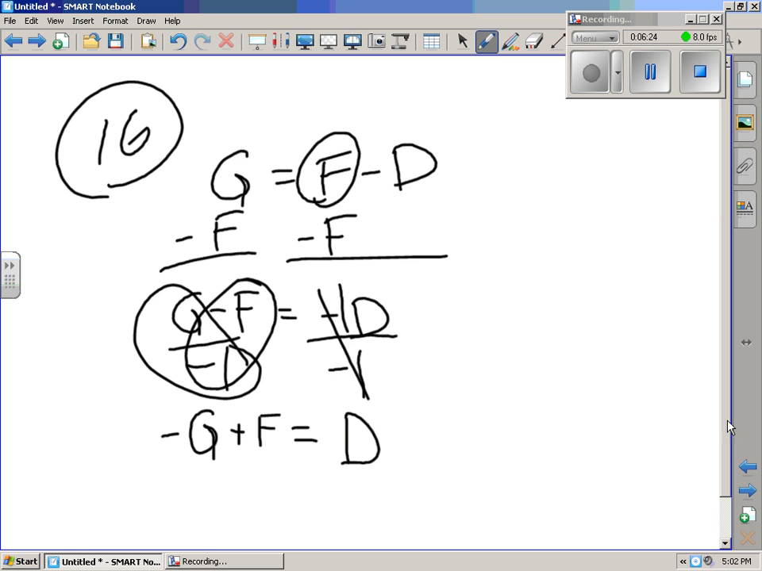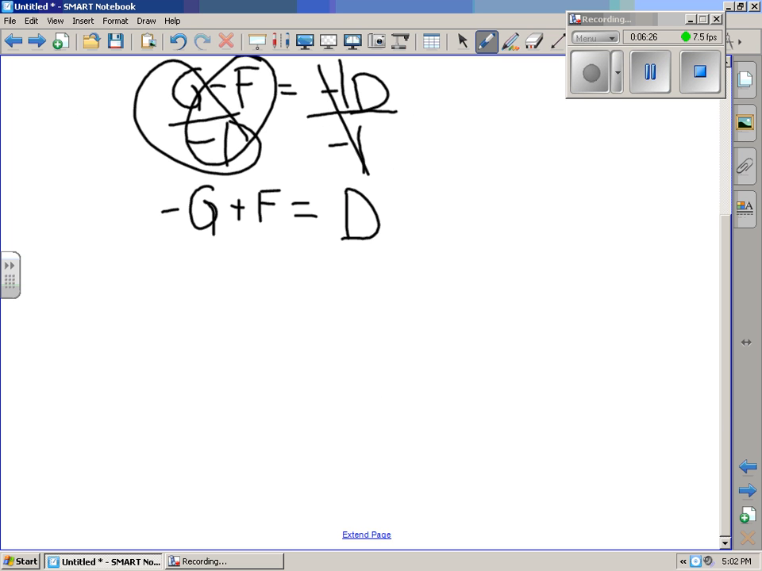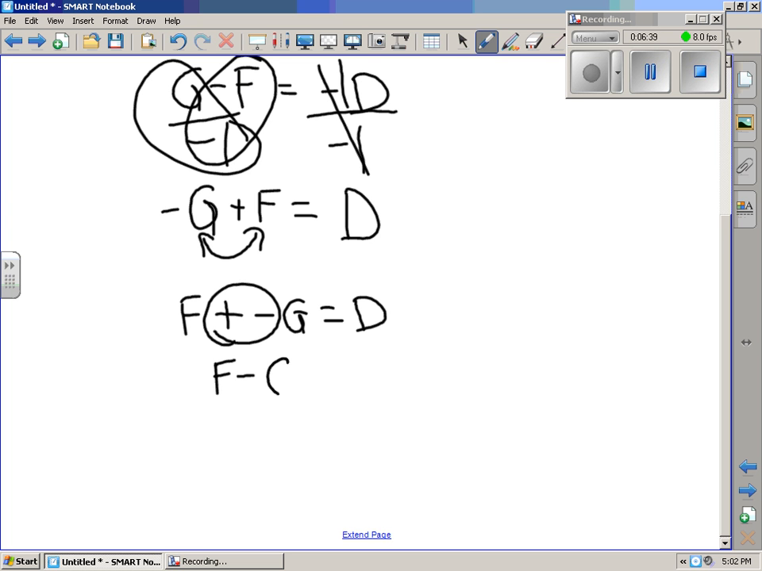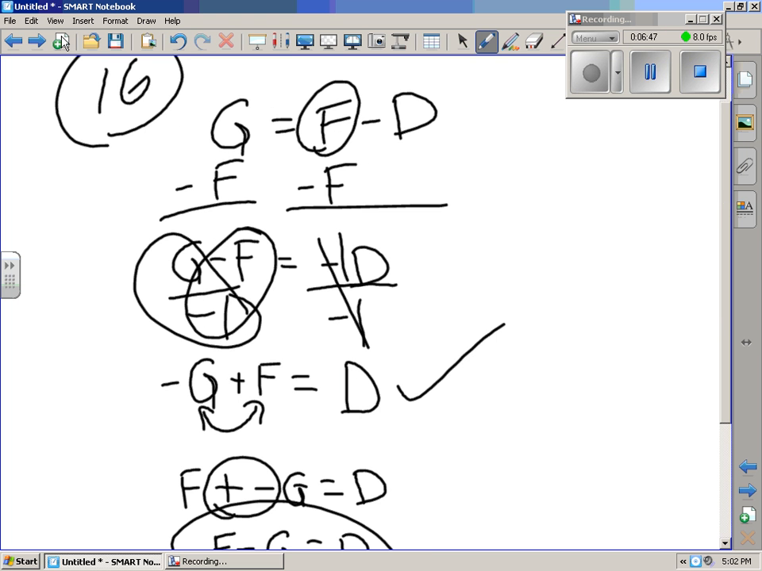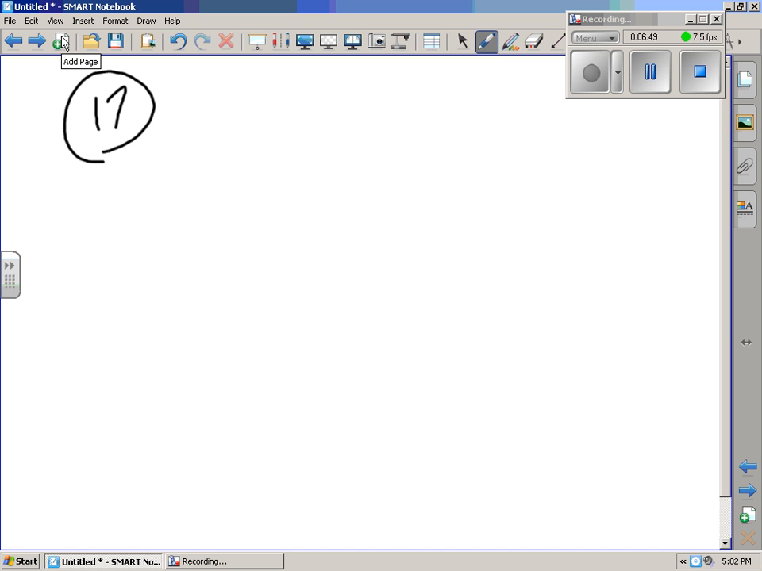Now on your worksheet, it says that the answer is F minus G. Well, according to the commutative property of addition, you can switch the order. And then you can see that plus a negative is the same as subtracting. So this is what they had on your paper, and it's the same as what we had. All right, so we just finished 16. Let's move on to 17.